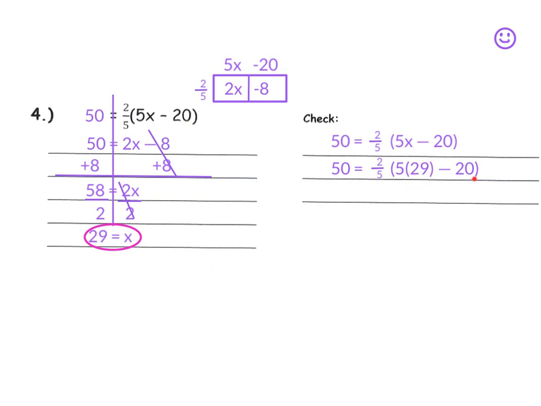Now we can put this all in our calculator. Remember, you're going to put in the fraction 2/5, and then parentheses 5, parentheses 29, close your parentheses, minus 20, and then close that parentheses. If you do that, you end up with the answer of 50. So again, we're not just assuming it worked. I am actually typing that in my calculator to make sure that it works. 50 does equal 50, so it checks.